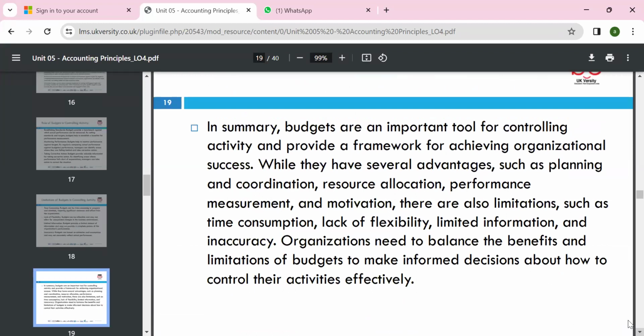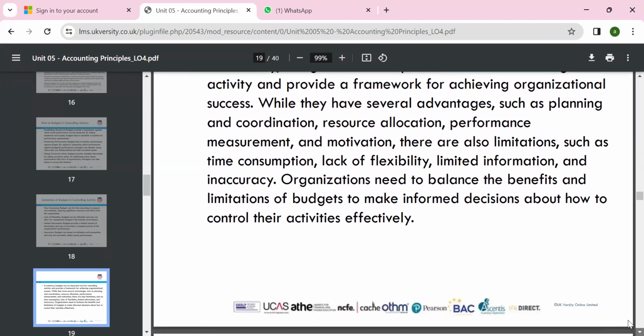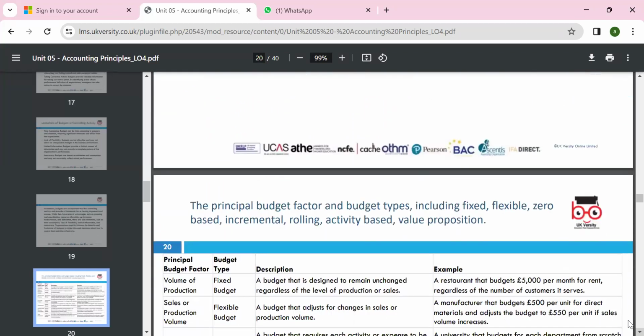So in summary, budgets are important tools to control activities and achieve organizational success. While there are several advantages, such as planning, coordination and allocation, there are limitations of the budget. It can be inaccurate. It can balance benefit and limitation. Make informed decisions and make sure your budget is accurate.